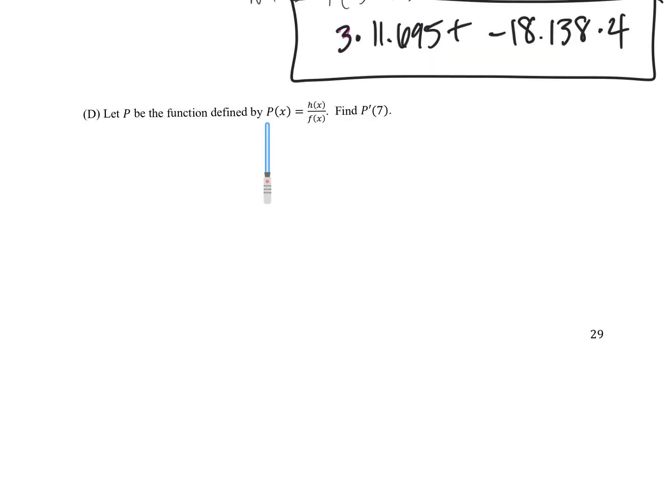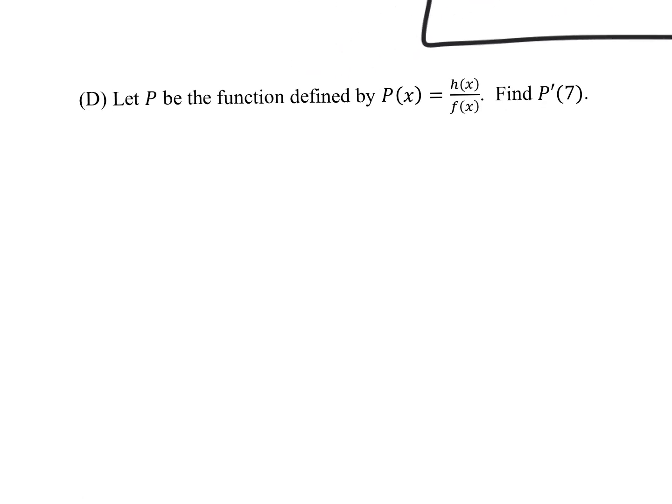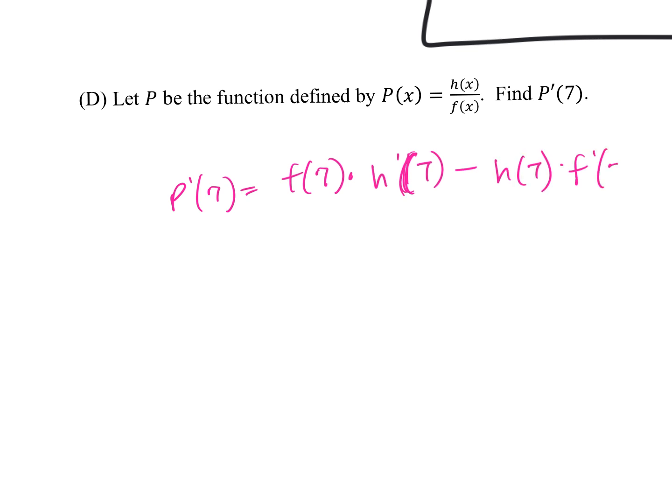Okay, now P is H divided by F. Find P prime. We got to do "all about me," people: low D high minus high D low all over low low. So we've got low D high. P prime of 7 is going to be the lower function, F of 7, times the derivative of the higher function, H prime of 7, low D high, minus high D low, all over low low.